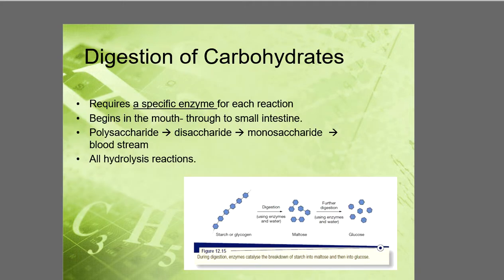Okay, so the last component is digesting our carbohydrates. And just like with proteins, digestion requires a specific enzyme for each reaction. How it's digested, we start with a polysaccharide. They are broken down into disaccharides, and those are further broken down into monosaccharides, and those monosaccharides are able to be absorbed into the bloodstream. All of these are hydrolysis reactions.